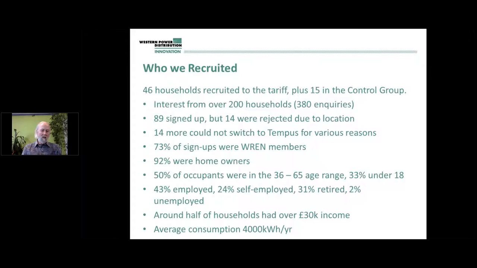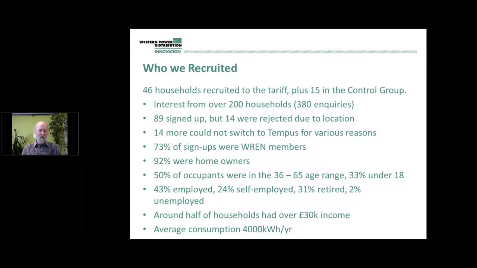43% of bill payers were employed, 24% were self-employed, and 31% retired. So the 31% retired would more likely be at home during the day, and probably quite a high proportion of the self-employed were working from home, so they may well be using power during the day. There was also one unemployed sign-up.